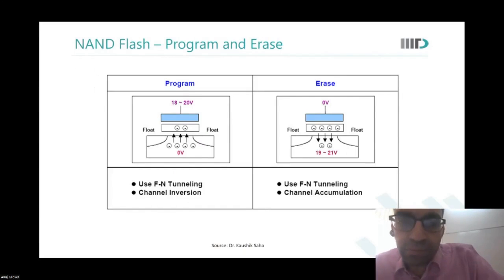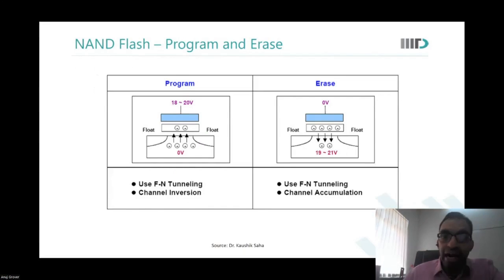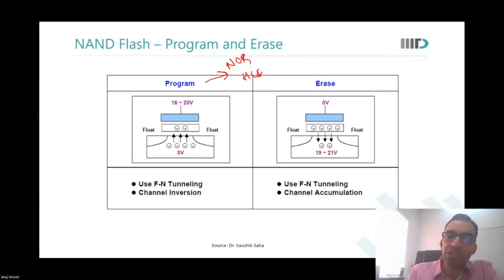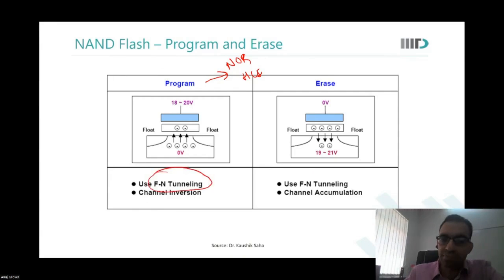So again, when you want to program, what do we do? In a NOR flash, what did we say programming was done with? Hot carrier, HCI. Yes. But in a NAND flash, we actually do this with FN tunneling. We simply create an inversion layer here, 0 volt on the bulk and 18 to 20 volts on the control gate. Electrons simply get the energy to jump into the floating gate.